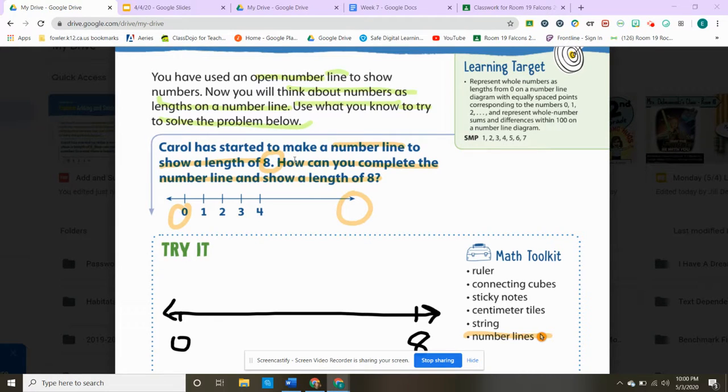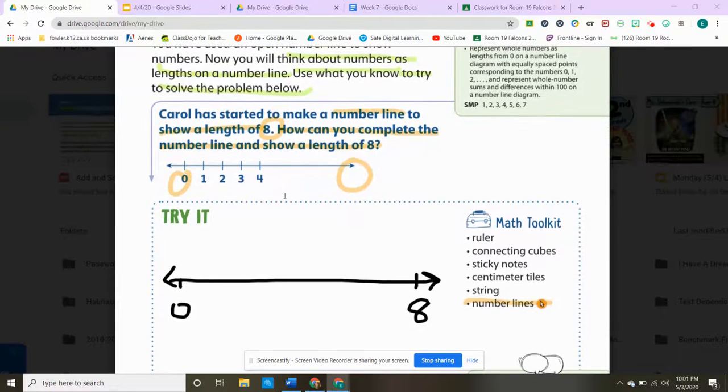So I'm going to go back and I want to think, what is this problem about? Well, I see a number line and I want to think, what is it asking me? And then if you look at this first problem, it says she wants to show a length of 8. But if I look down at the number line, what do you notice? Yeah, she only has a length of 4. So say she only has a length of 4 inches. But she needs how many? Well, let's read the question. How can you complete the number line to show the length of 8?